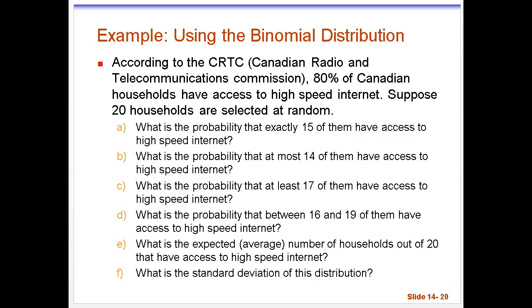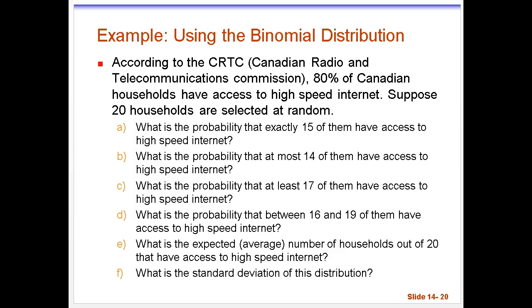Let's look now at Part C of this problem, where we are asked what is the probability that at least 17 of the 20 households have access to high-speed internet. Now, at least 17 means the smallest value is 17, but it could be 18, it could be 19, it could be 20. So we need to find the probability of 17, 18, 19, and 20 households.